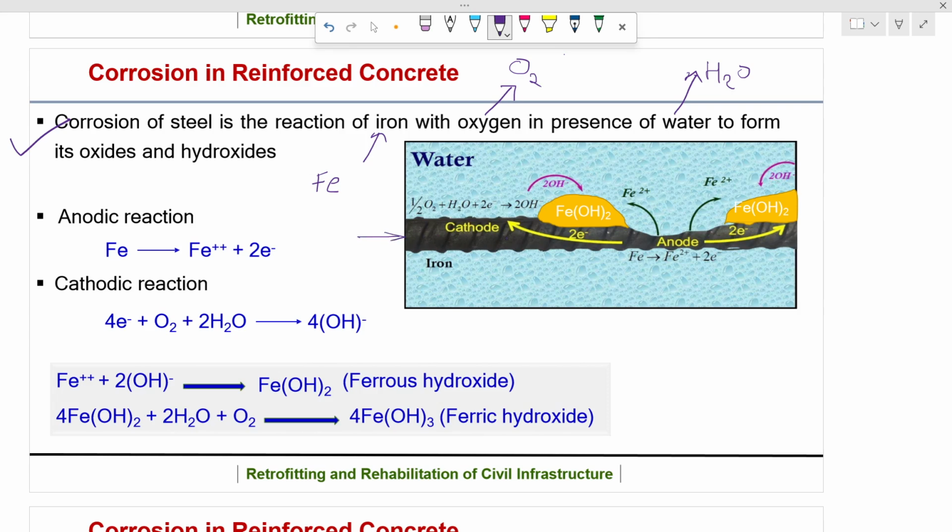Here you can see a steel bar. On the steel surface, there is a formation of anodic and cathodic regions. Let's understand what happens at the anodic region. Whatever Fe is there, it loses Fe++ ions and 2 electrons. What happens next? These electrons move to the cathodic region and react with water and oxygen, so there is a formation of hydroxide ions.